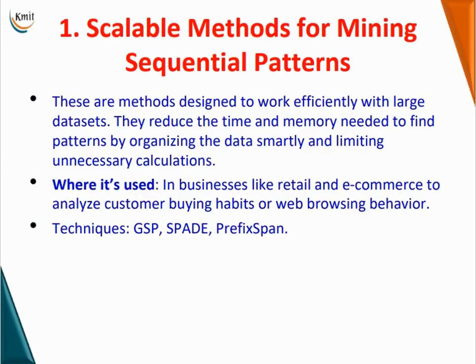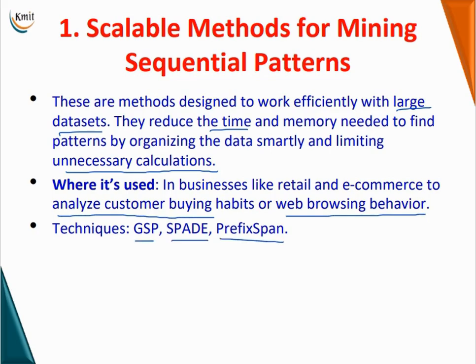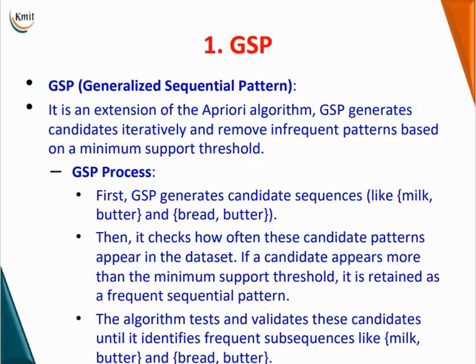First, scalable methods for mining sequence patterns. These are methods designed to work efficiently with large data sets. They reduce the time and memory needed to find a pattern by organizing the data smartly and limiting unnecessary calculations. They are used in businesses like retail and e-commerce to analyze customer buying habits or web browsing behavior. The different techniques are GSP, SPADE and PrefixSpan. So first one, GSP.